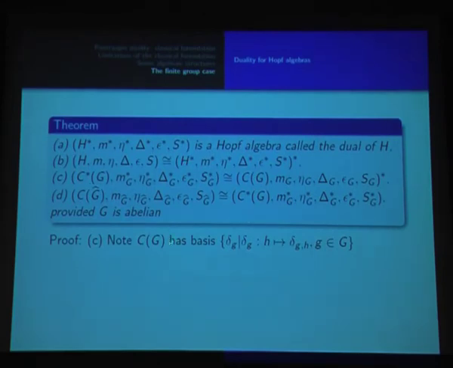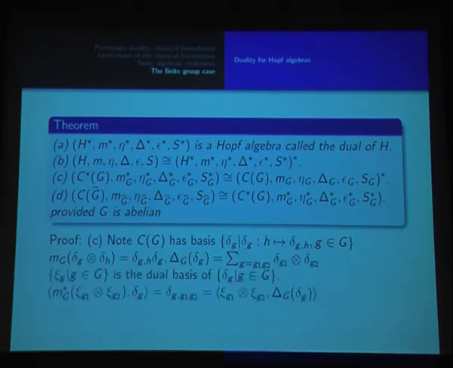Note that C G has basis delta G, namely the functions where delta G of H is delta G H. So it is equal to 1 if H equals G, otherwise it is 0. These functions form a basis of C G, and now if you want to write down the multiplication and co-multiplication in this basis, you will realize that M G of this object is delta G if both of them are the same, otherwise it is 0, and delta G of delta G is given like this. So xi G is the dual basis of this object, with a basis for this and a basis for this.